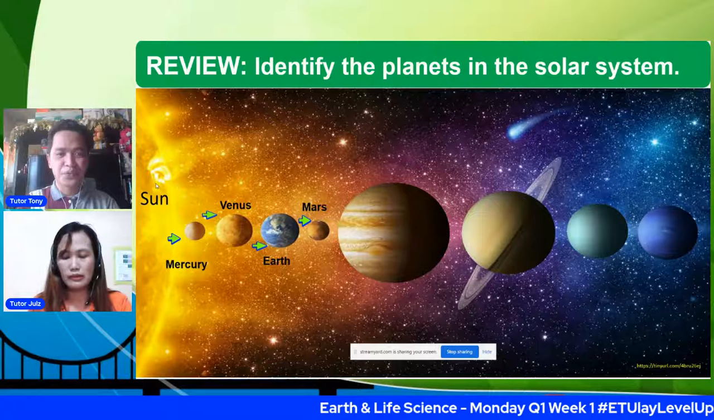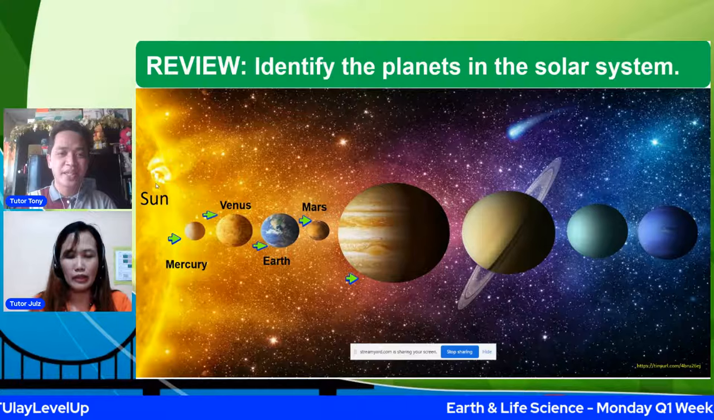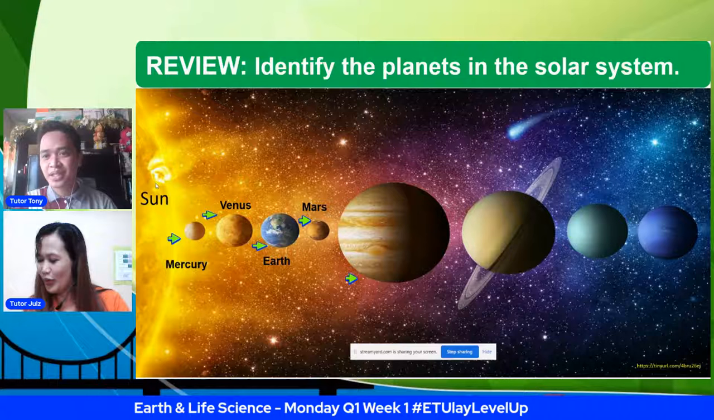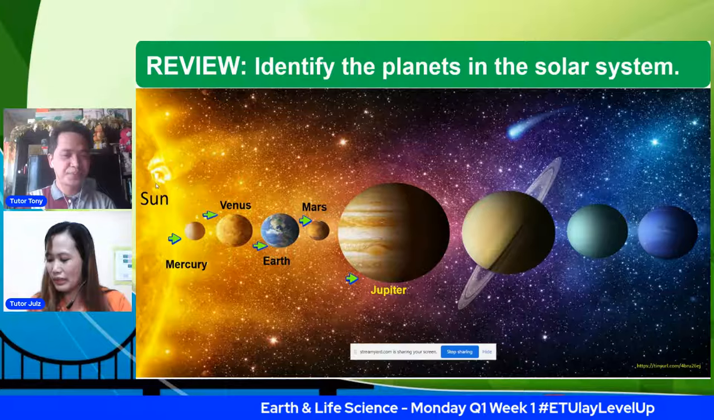After Mars, there is an asteroid belt, dividing the terrestrial and the Jovian planets. So what's the biggest planet? Some are already answering from our comment section. Josephine Medina, you're correct. Very active. Okay, and that is Jupiter.